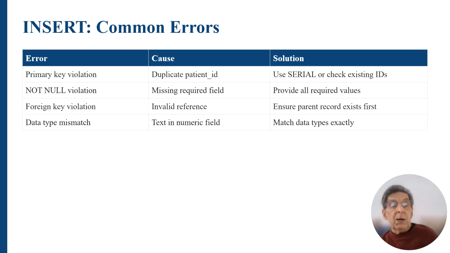All right, common errors. What can go wrong? The most common error is a primary key violation. If you try to insert a patient ID that already exists, the database will automatically reject it. The solution is either to let the database automatically generate patient IDs using the serial constraint, or to check carefully that the ID is correct before you try to insert a record.